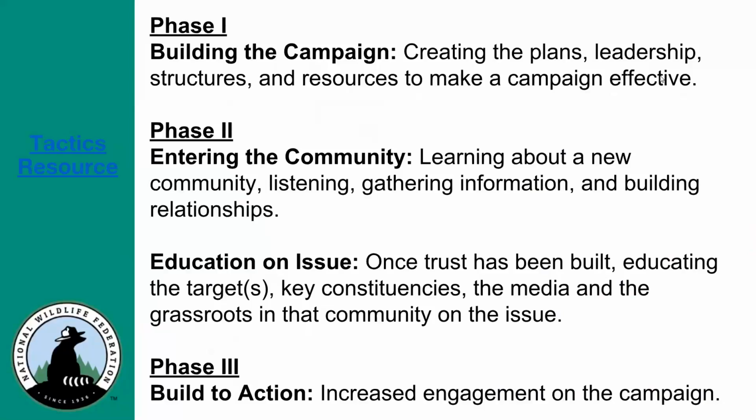So that's phase 2. Then you want to build time in your plan for education on the issue, getting people familiar with it, and then finally phase 3, building to action. And building to action is engaging people at one level and then slowly increasing their level of engagement over time. And this is called a ladder of engagement.